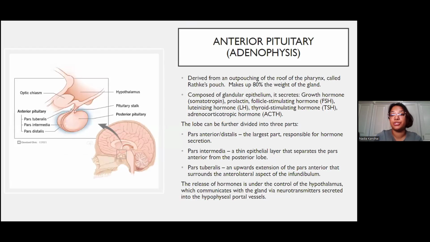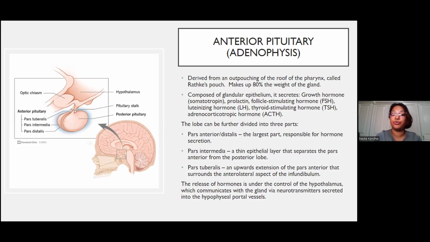The anterior pituitary is derived from Rathke's pouch, which is an outpouching of the roof of the pharynx. This makes up 80% of the weight of the entire gland. It's composed of glandular epithelium secreting many hormones: growth hormone, prolactin, follicle-stimulating hormone, luteinizing hormone, thyroid-stimulating hormone, and adrenocorticotropic hormone.